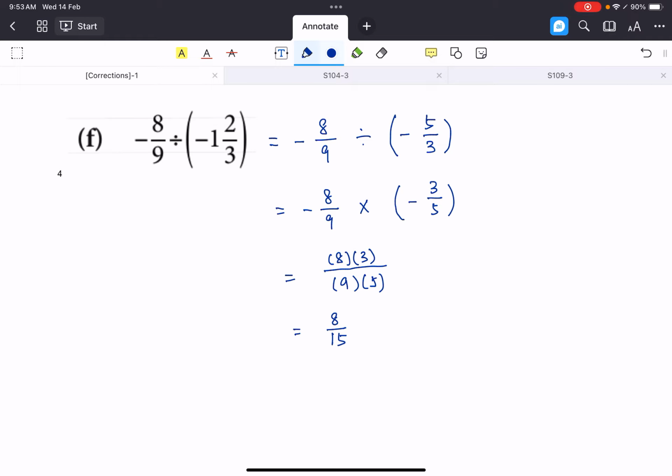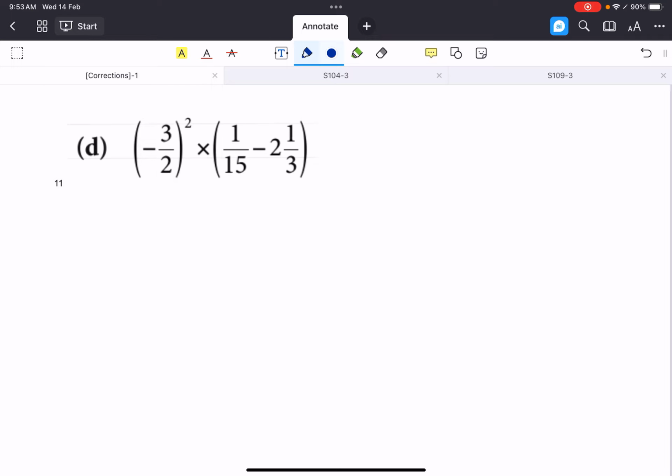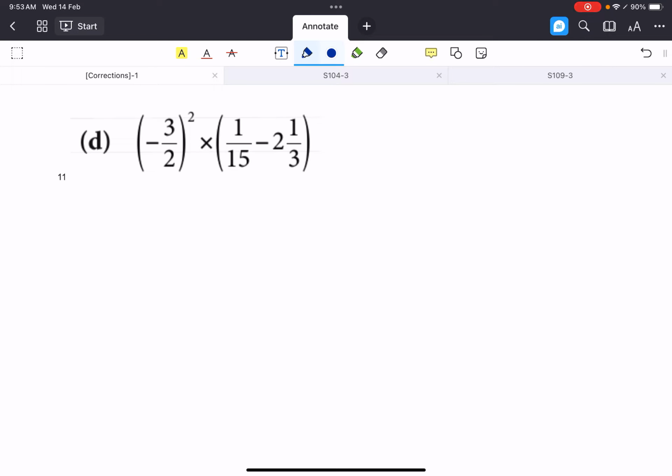There we go. Okay, we're almost done. Let's move on to the next question. All right, so over here we have something a little bit more complex, putting all the skills we've learned together. Well, it doesn't matter. We know what to do. There's no need to panic. So what we do, we have a negative 3 over 2. When we try to square it, we know that it's going to be equal to 9 over 4, multiplied by, now on this side, some work needs to be done. So same thing, let's write it as improper fraction. That will be 7 over 3.